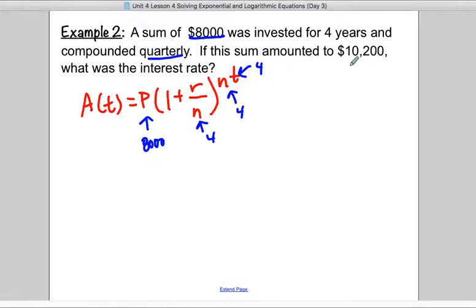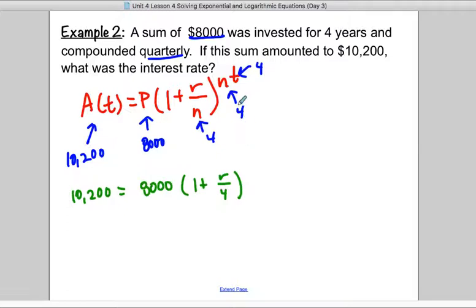And its sum amounted to be, so this is what it ended up being, was $10,200. I got carried away with my zeros there. Okay, so if I set it up, I have 10,200 equals 8,000 times 1 plus R over 4 to the 4 times 4. Okay, so our goal is to get R by itself. Well, it's inside here, so I need to isolate this part, so I'm going to get rid of my 8,000. So I divide both sides by 8,000.